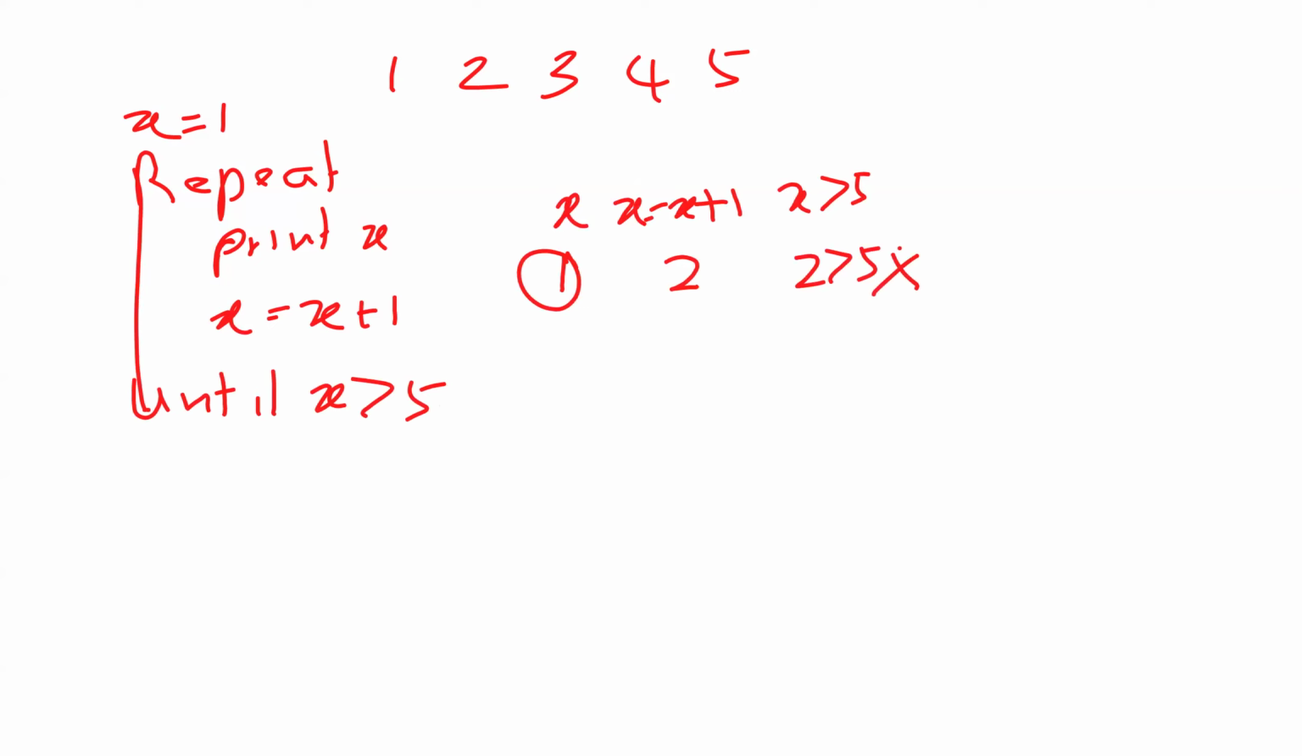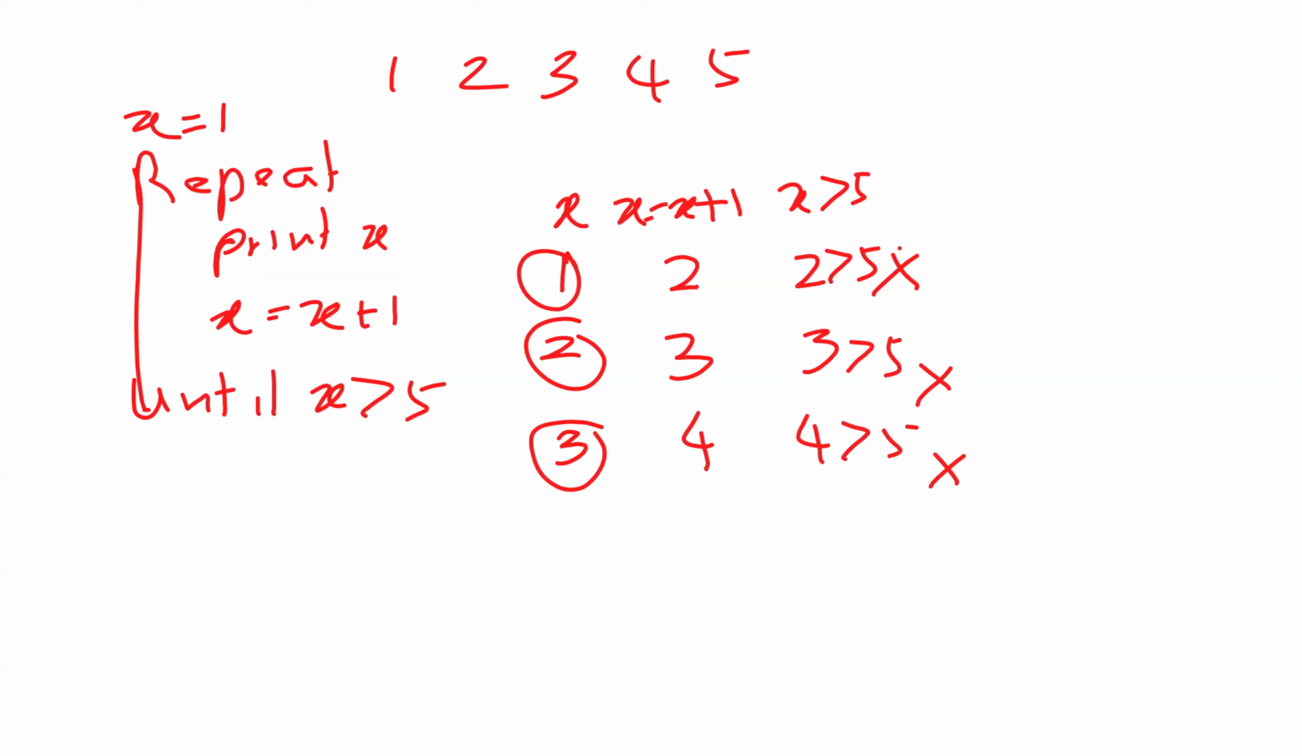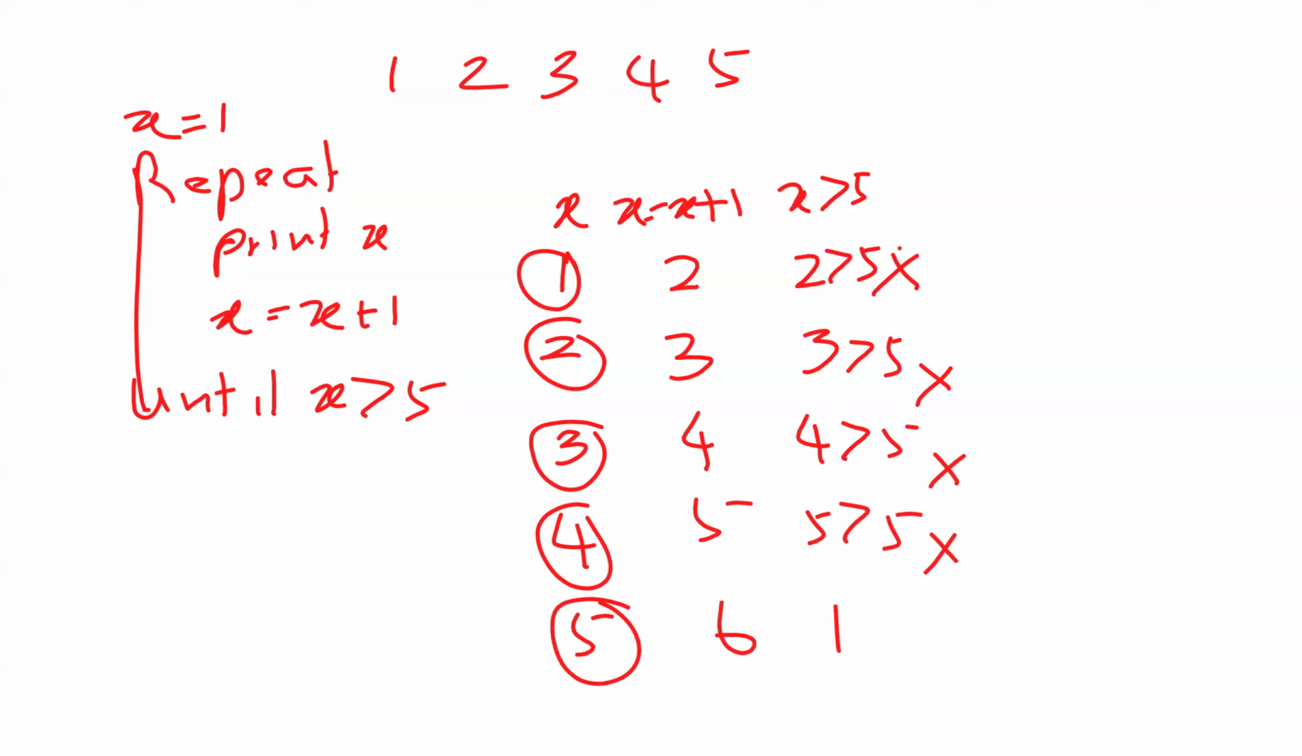No. Here, if it is no, you are going to execute. Then print 2, x becomes 3, 3 greater than 5? No. Print 3, it becomes 4, 4 greater than 5? No. Print 4, it becomes 5, 5 greater than 5? No. Print 5, it becomes 6, 6 greater than 5? Yes, now stop this. I think you can understand.